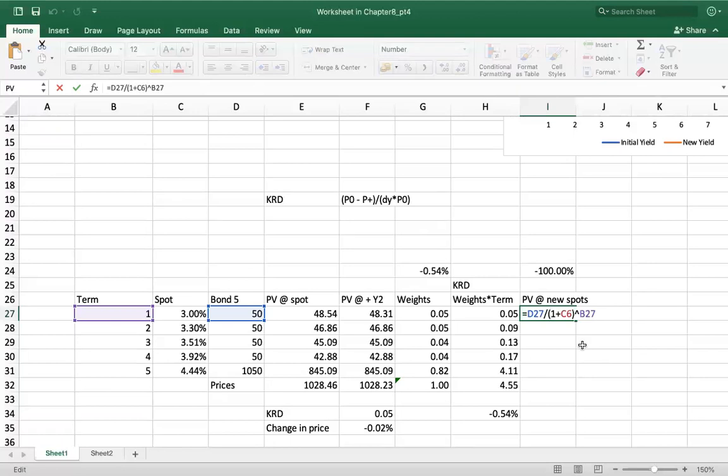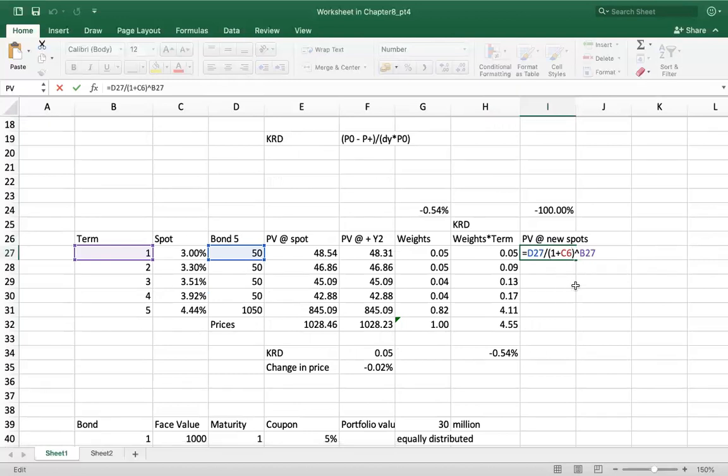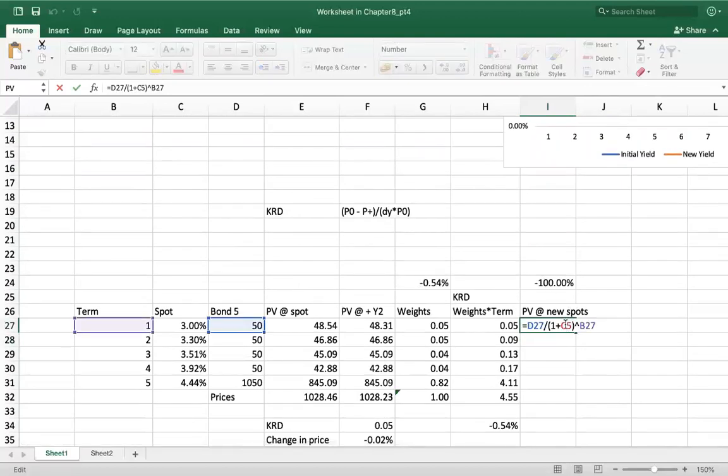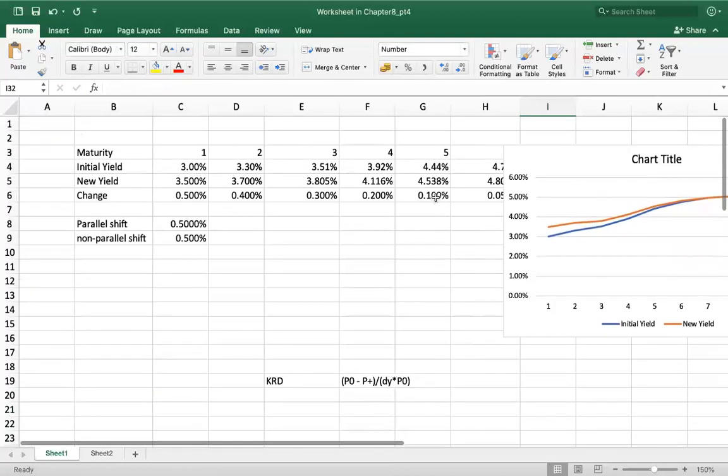So I have made some mistake. Okay, D27 divided by C6. Okay, so this is not C6. This is here C5. Okay, so 48.31, right? Let me just fix this here. Let me copy this formula below quickly, and then C, then we have D, E, F, and G, right? Until G.